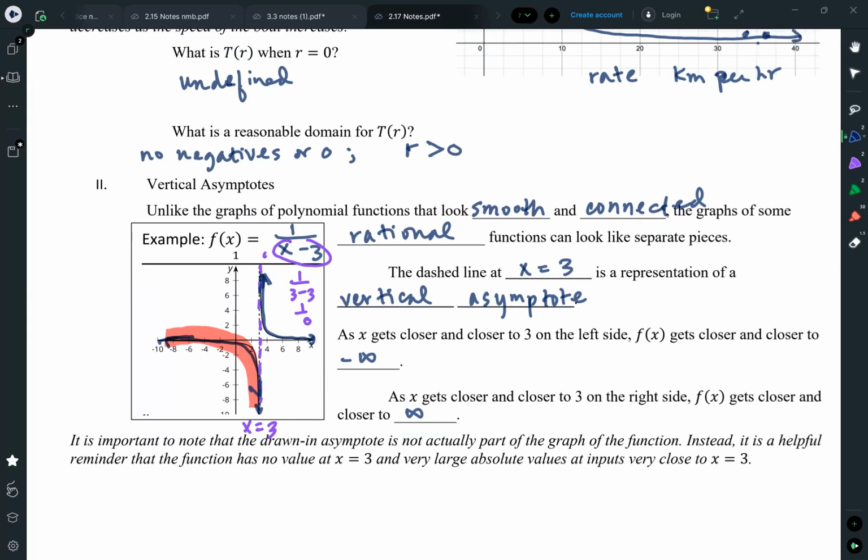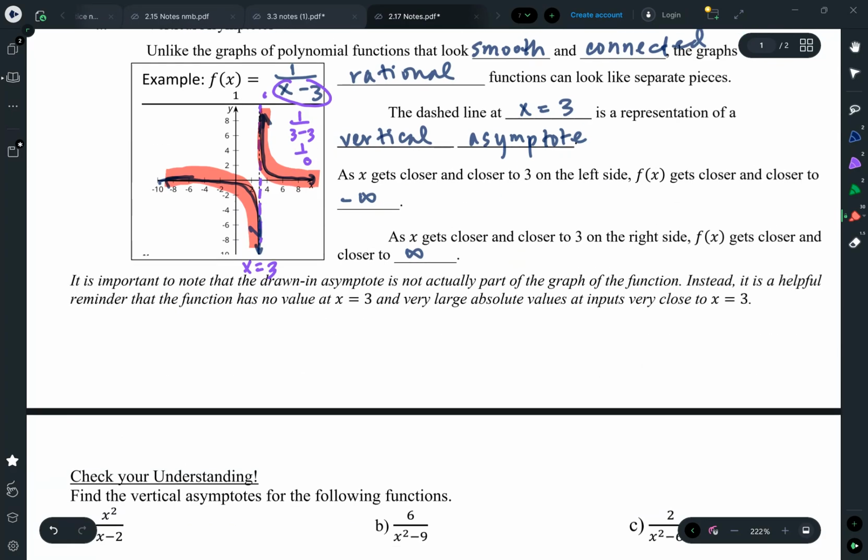It is important to note that the drawn-in asymptote is not actually part of the graph of the function. Instead, it is a helpful reminder that the function has no value at 3 and very large absolute values at inputs close to 3. So again, like we said early on, my graph is just these two highlighted pieces, right? But then that line is just showing us how we get close to 3 in between. But we can't actually get to 3 because it doesn't work in our function.